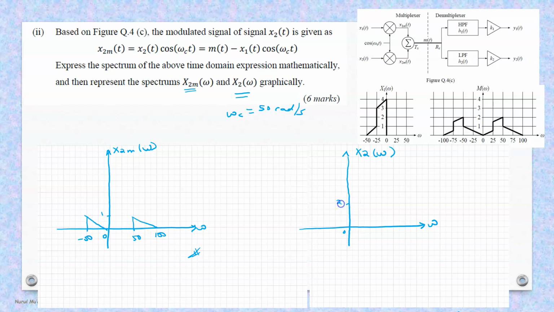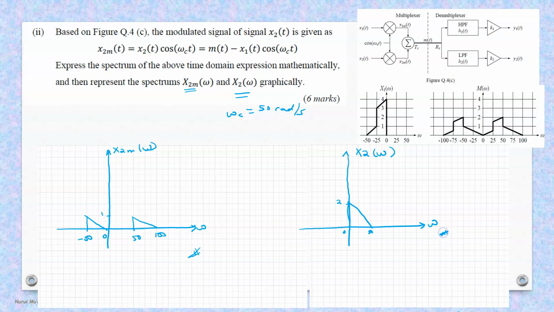The highest amplitude should be 2, and the width of the signal is 100 minus 50, which is 50. So it should be at 50 here. This is the original signal, which is a triangle signal of X2(ω).